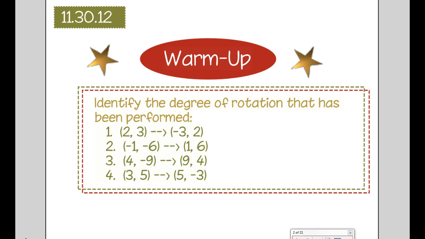Shelby's not here. Torrin's not here. Matt, how many degrees do we rotate at a time? Yeah, you know it. 90 degrees at a time.